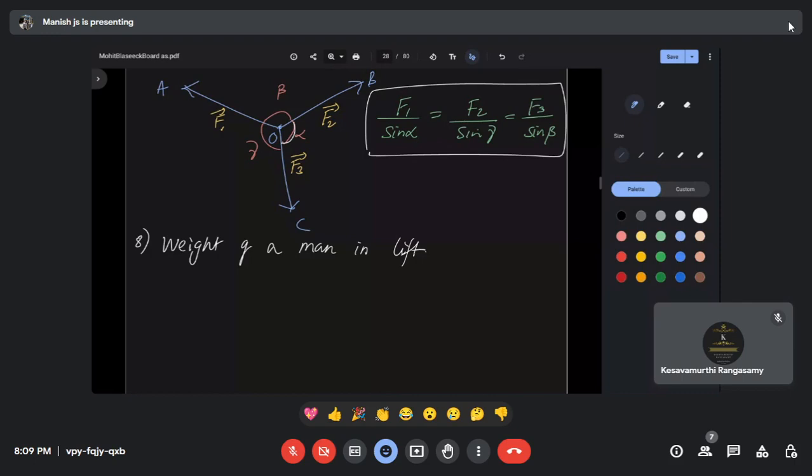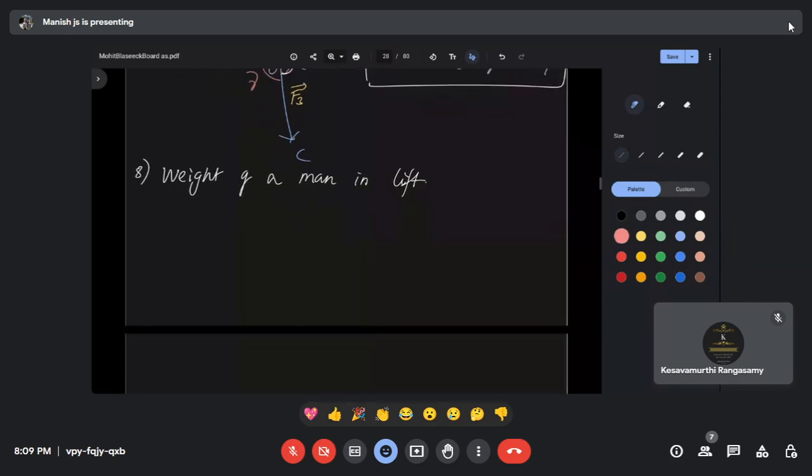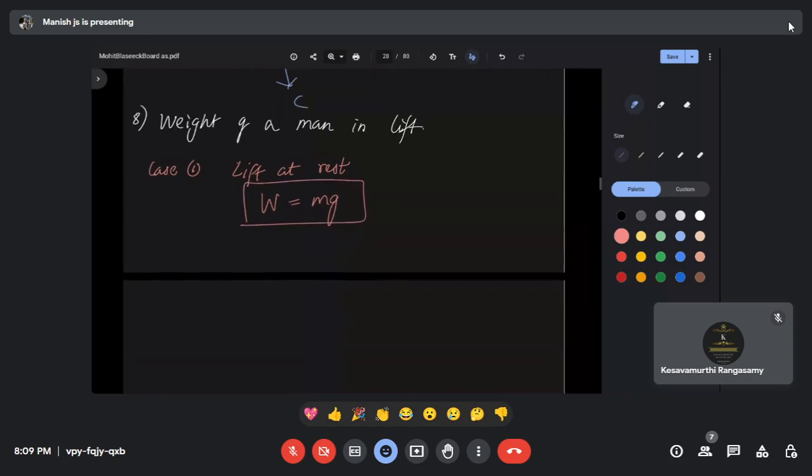Okay, so we'll see that. So there are different cases here, children. That's quite important for us. So we see first case 1. When this lift is at rest, or it's moving with constant velocity, then the weight is going to be equal to m into g. Okay, so this is basically the apparent weight. So the apparent weight and the true weight both would be same. So this is a relation for lift at rest.